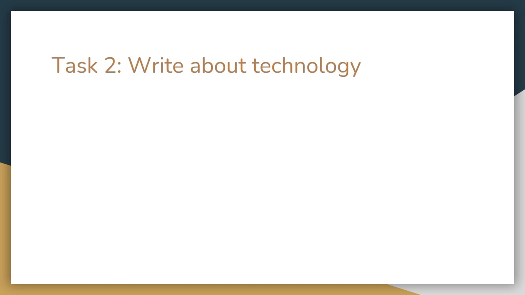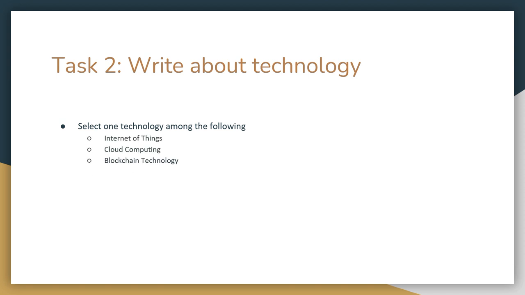Second task of the activity is to write about a technology. A few technologies are mentioned here, which include Internet of Things, cloud computing, blockchain technology, and social media marketing. You are supposed to select one among these four technologies, and you will be writing about the technology.